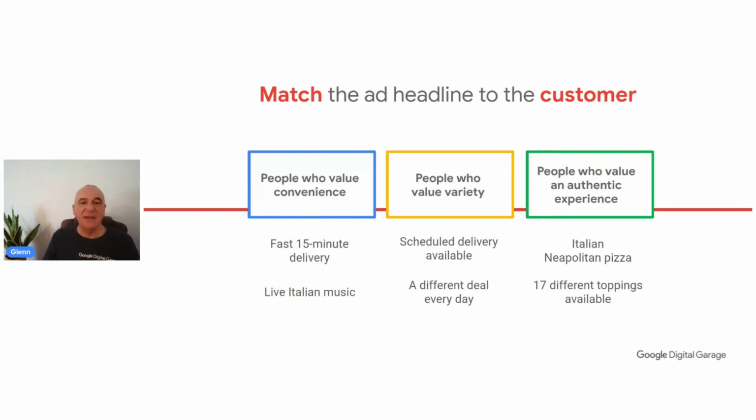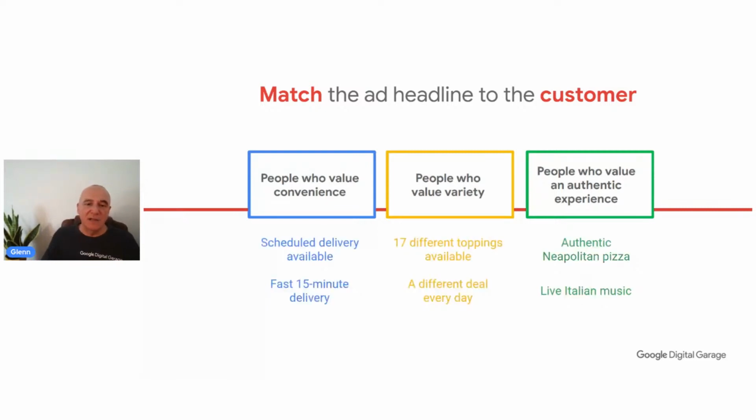This is how to create an ad. Again, do this for your business, for what you do. What's going to appeal? What are the benefits going to be for your customer who wants certain things? So here's the answers to that. People who value variety, 17 different toppings. Excellent. That's going to give you a good amount of variety. And people who value an authentic experience, live Italian music, bit of ambiance in the establishment, clearly a sit-down place as well, and authentic Neapolitan pizza. So those authentic ingredients that we spoke about earlier on too.